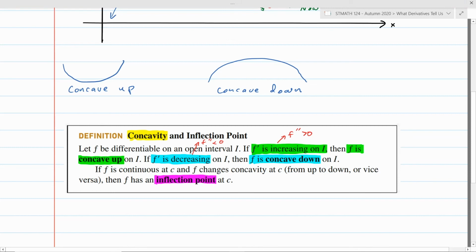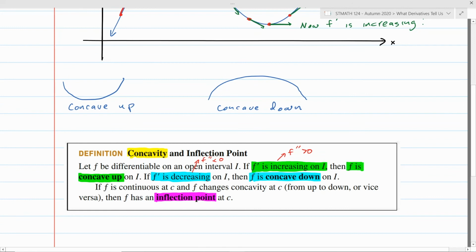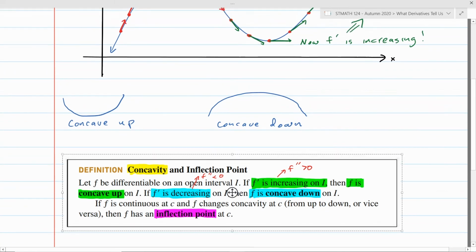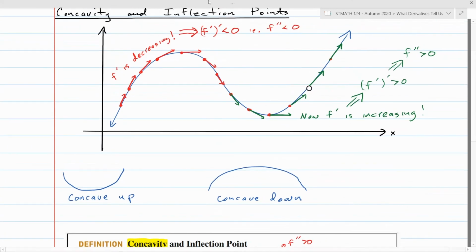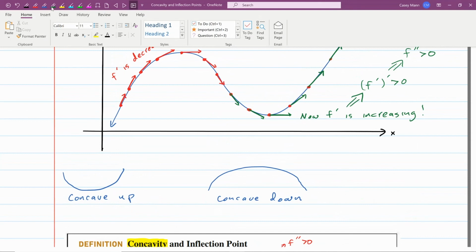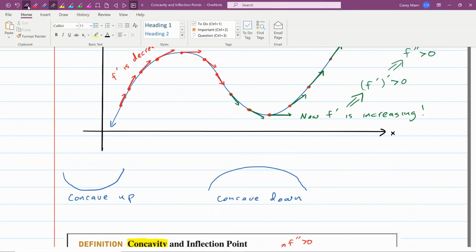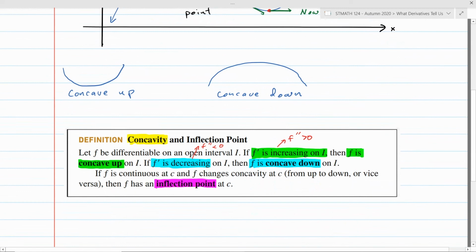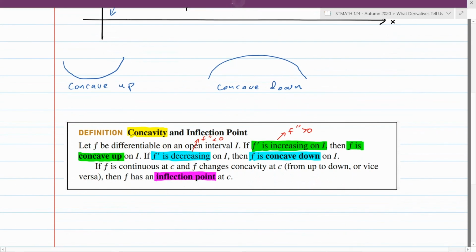An inflection point is a place where the function is continuous and it changes concavity, maybe from up to down or vice versa. So for example, here, there was some point where it changed from red decreasing derivatives to green increasing derivatives, somewhere in here. So maybe your inflection point would be about there. So an inflection point is where the concavity changes from up to down or vice versa.